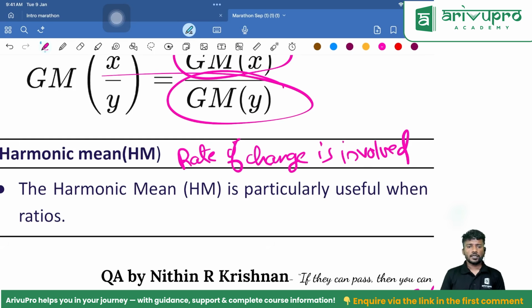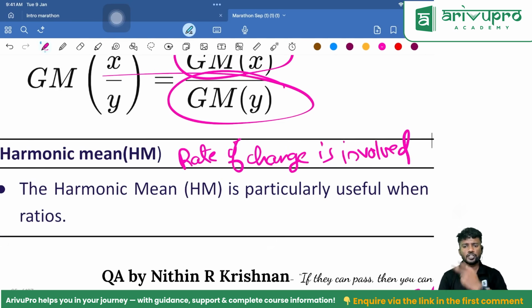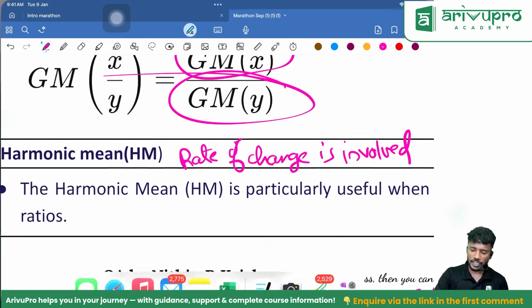Then meter per second, will we find harmonic mean or geometric mean or arithmetic mean? Harmonic mean. Kilogram per rupees, harmonic mean. Rupees per kilogram, harmonic mean. So all these types of rate of change, we will take harmonic mean.